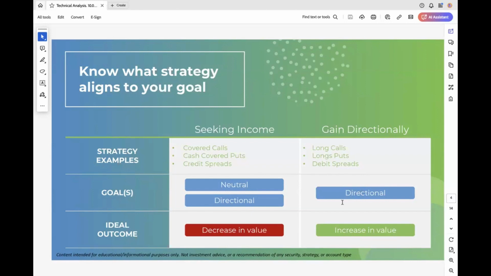You might need to understand if you're hitting an area of supply and area of resistance. So technical analysis can be a tool that will help you understand, should I have a bullish stance in a security, for example. Am I looking to seek income or gain directionally? And that goes to your goals. Do you have clear conviction of how directional you want to be, or do you have a slight directional bias? And that can help determine the type of strategy that you do.